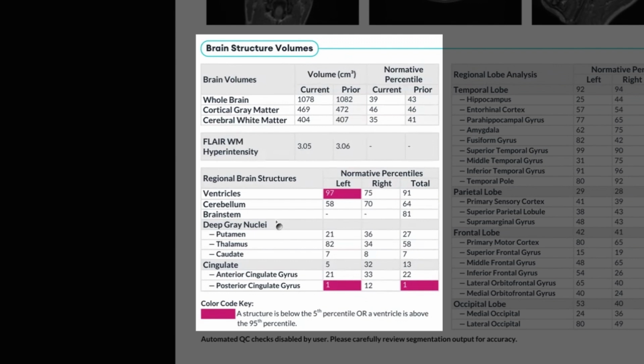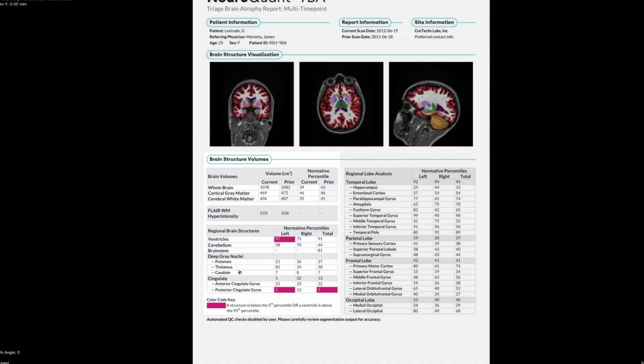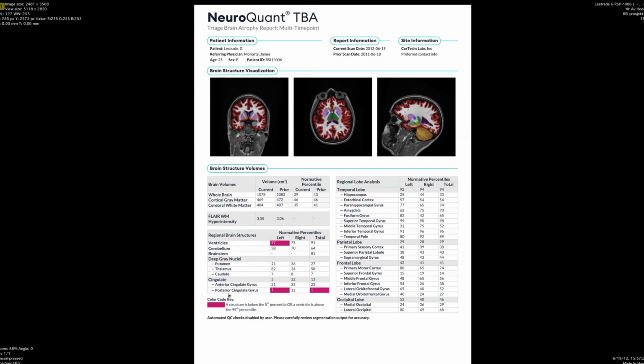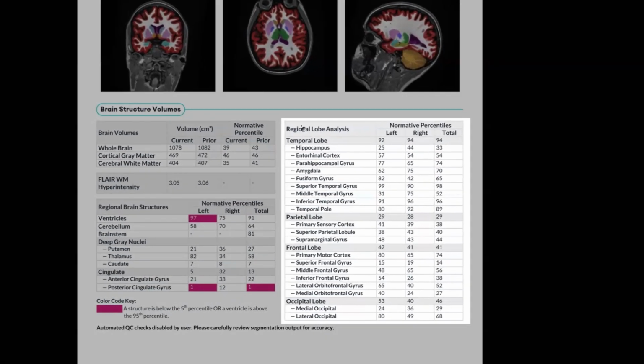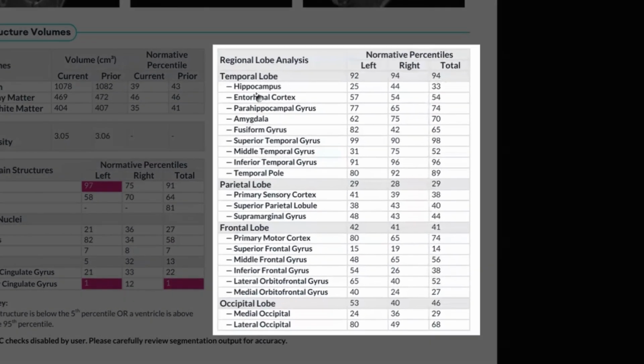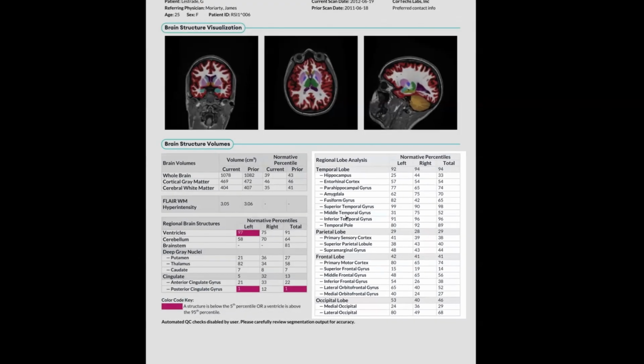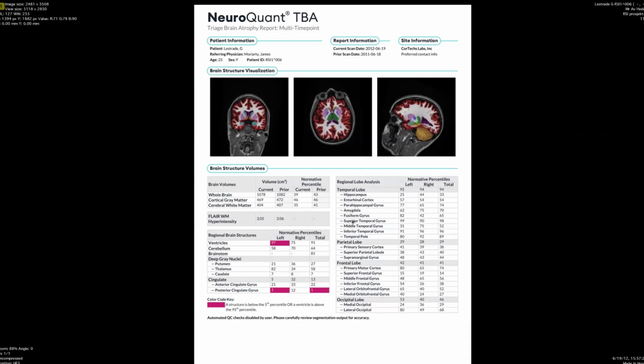And then some more digging deeper down. For example, the subset of the deep gray nuclei. You can see thalamus here is represented, the caudate, posterior cingulate gyrus. And then also getting sublobar distribution. So of course we have our hippocampus, only just getting more detailed in terms of the different structures and gyri that we're reporting, and that you can have a comprehensive list of these relative to the normative percentiles as well.